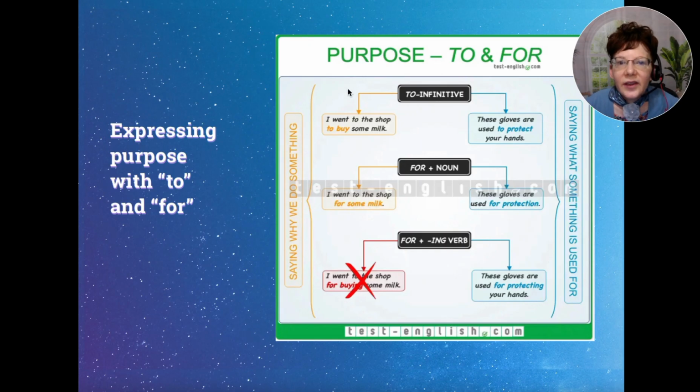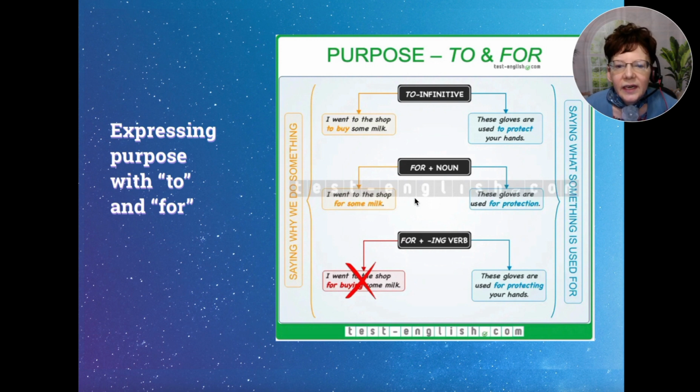Okay, we'll look at this table quickly, expressing purpose with to and for. So the first use, we use to plus an infinitive. For example, I went to the shop to buy some milk. So to buy is the infinitive for expressing purpose here. And we also use for plus a noun. I went to the shop for some milk.